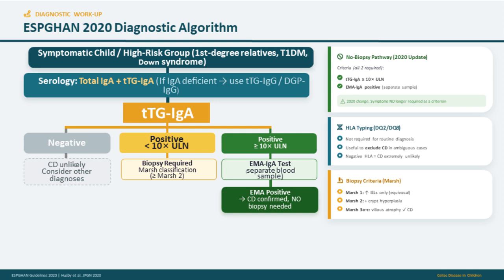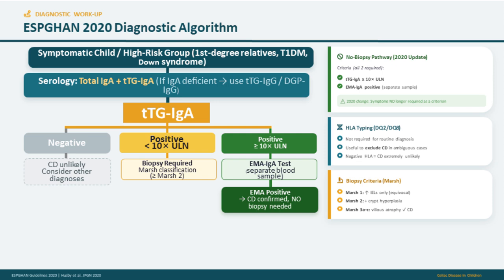When will you do an HLA typing? It is not required for routine testing, but when you want to rule out celiac in ambiguous cases. And if you have a negative HLA, then celiac is extremely unlikely. When will you say celiac on biopsy? When you have a Marsh classification 3A. That means with Marsh 1, only your intraepithelial lymphocytes are increased. Marsh 2, you have a crypt hypoplasia, and Marsh 3, you have a villus atrophy.